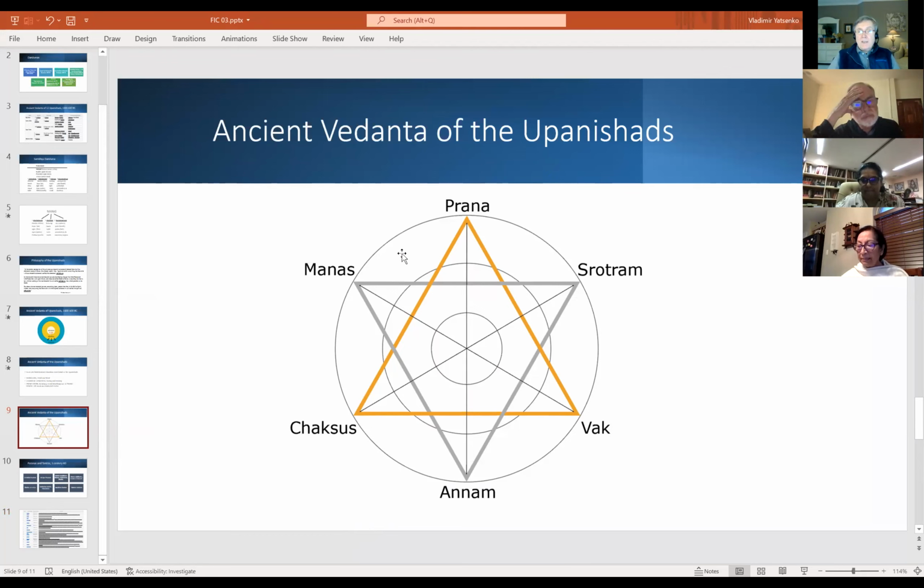So Manas is active, Chakshuh is perceptive, Shrotram is perceptive, Vak is active. So we have active and perceptive faculty from apprehensive and comprehensive cognition. Recognizing the form and knowing what this form can do, what it is about, how it relates to all other forms, we know it through the name, Nama. And now what do prana and annam do? Yes, a good question. So what are they actually then?